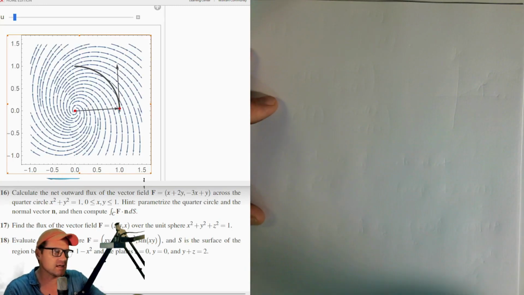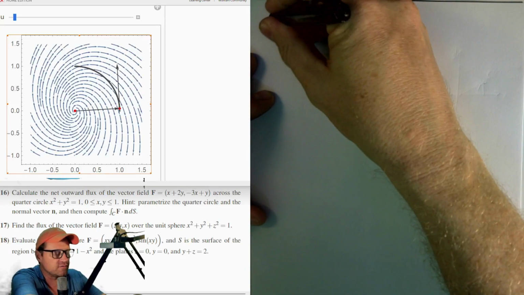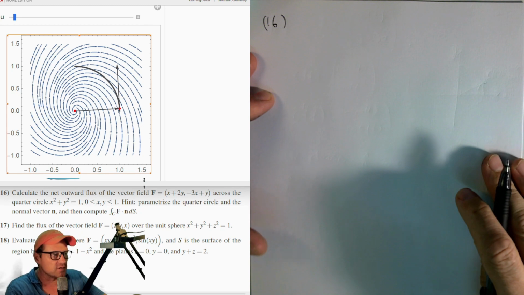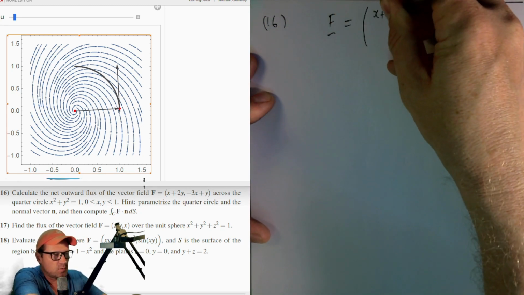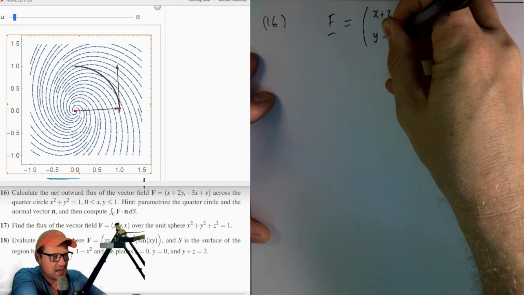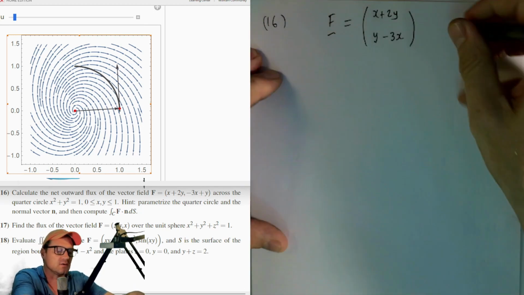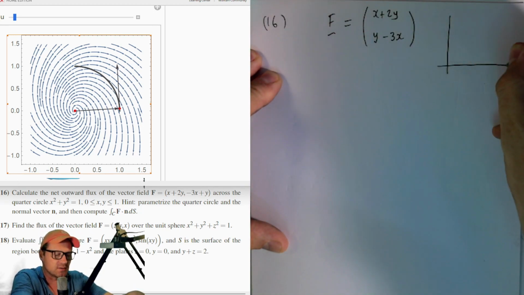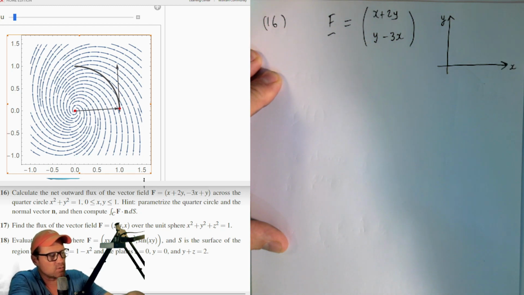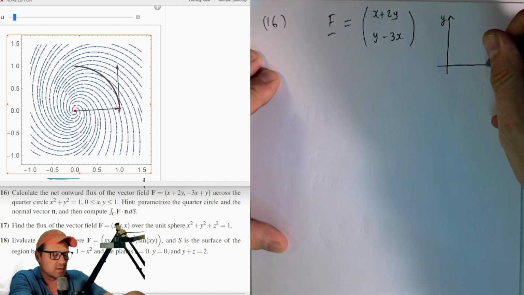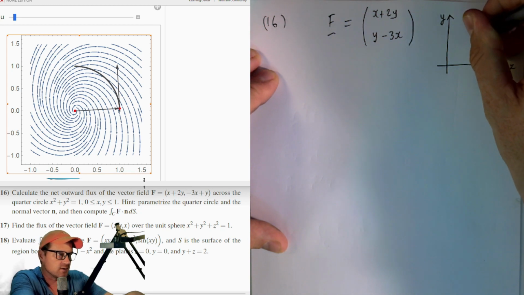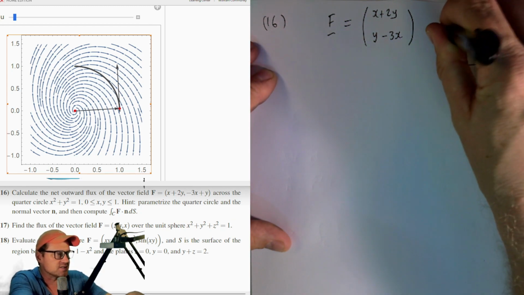Question 16. Calculate the net outward flux of the vector field F. Now I'm going to write F as column, x plus 2y, y minus 3x, across the quarter circle. Let's just sketch a quarter circle. X squared plus y squared equals 1, with x and y between 0 and 1. So what we're talking about is this quarter circle here, where x and y are both between 0 and 1.